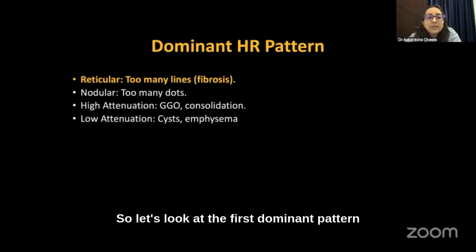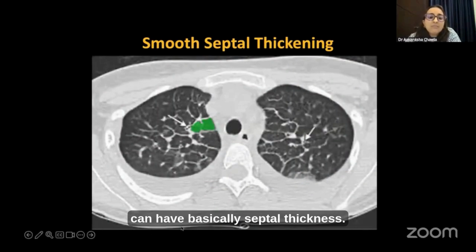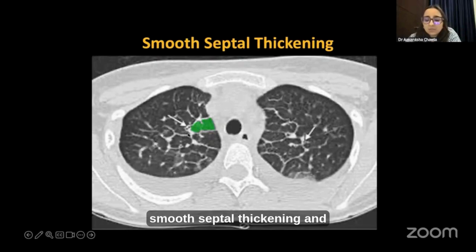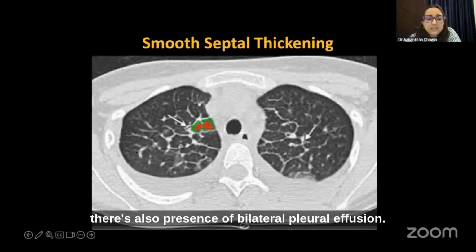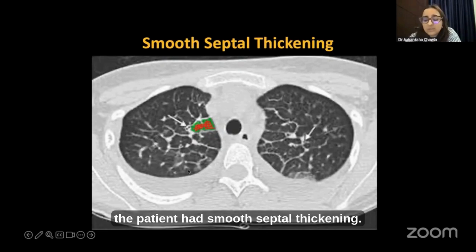So let's look at the first dominant pattern, which is reticular shadows, the reticular opacities. Now, reticulations can have basically septal thickening. Now, this was a case, if you can see, there is smooth septal thickening. And there's also presence of bilateral pleural effusion. So, this was actually a case of pulmonary edema, and the patient had smooth septal thickening.